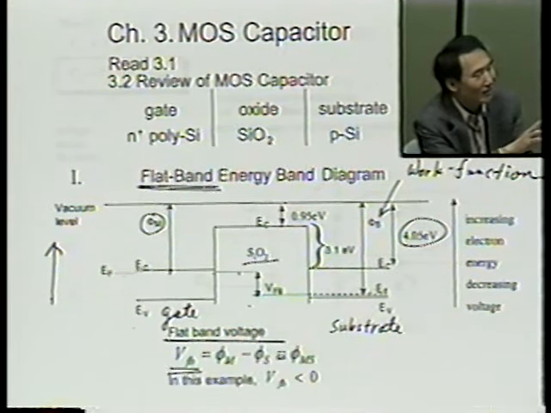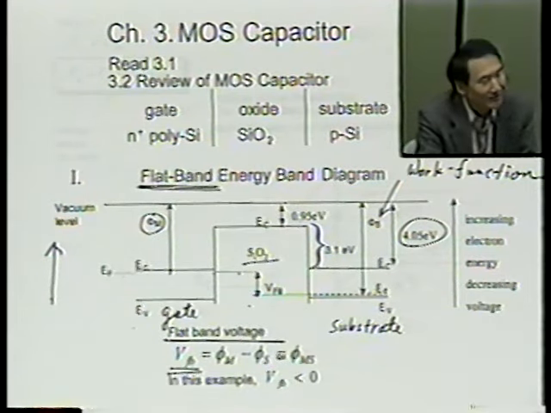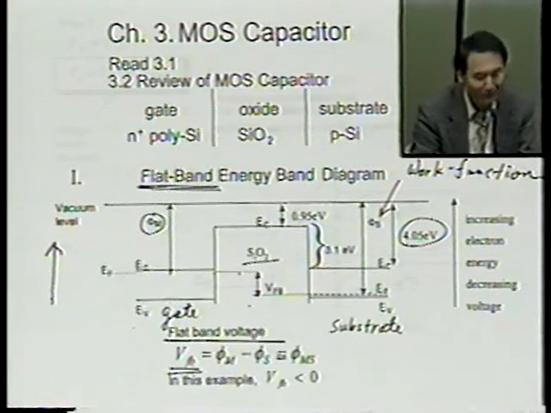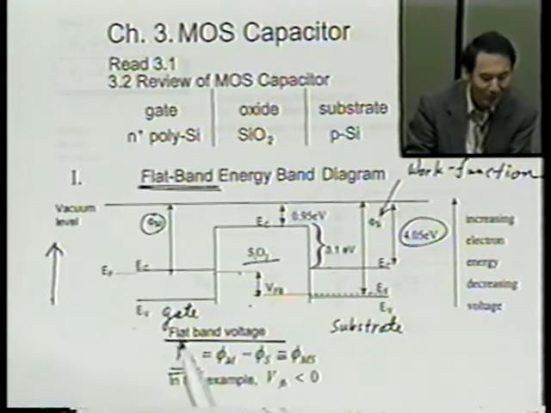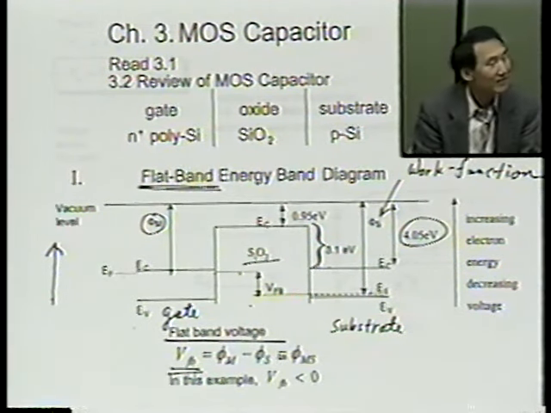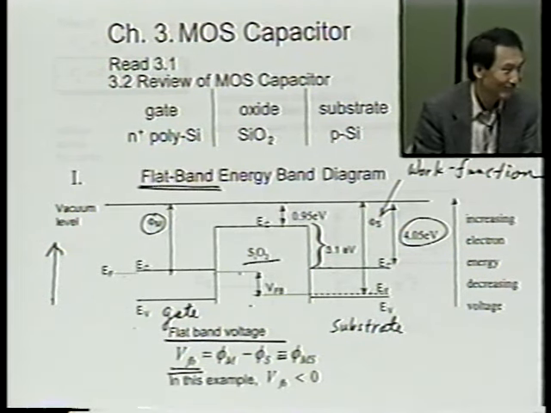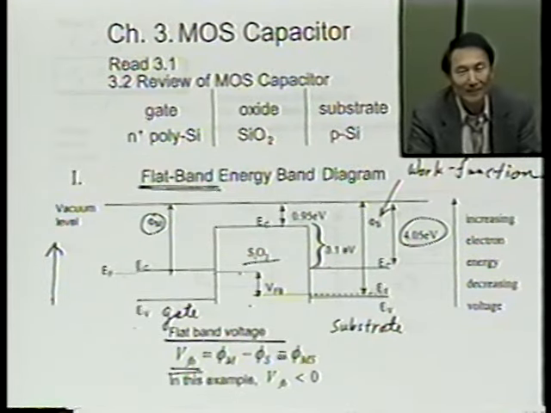So we should not count it as positive going down. The fact that work function is positive is not because we use the vacuum level as reference, and not because of the way we count the voltage positive as we move down, just because the physicist has decided the work function is positive. All right? That's all. Okay? All right, other questions?